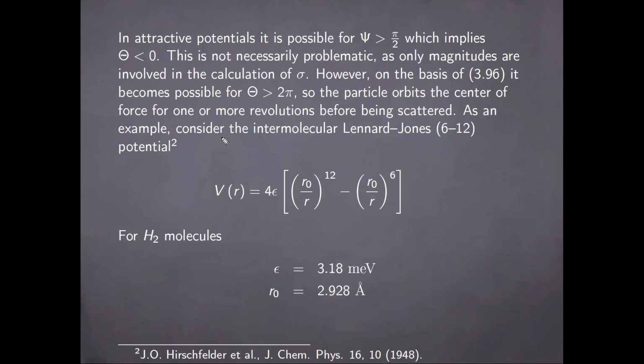As an example of this phenomenon, one can consider the so-called Lennard-Jones 6-12 potential, given by the expression here. Historically, this potential was treated in a famous article by Joseph Hirschfelder, written in 1948. Hirschfelder also wrote a famous treatise on molecular dynamics and classical and quantum transport theories.